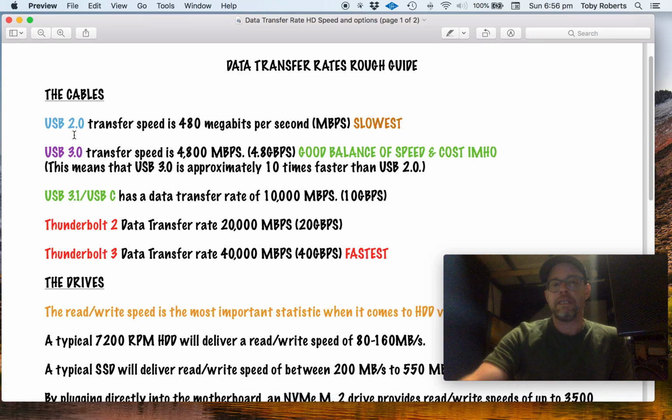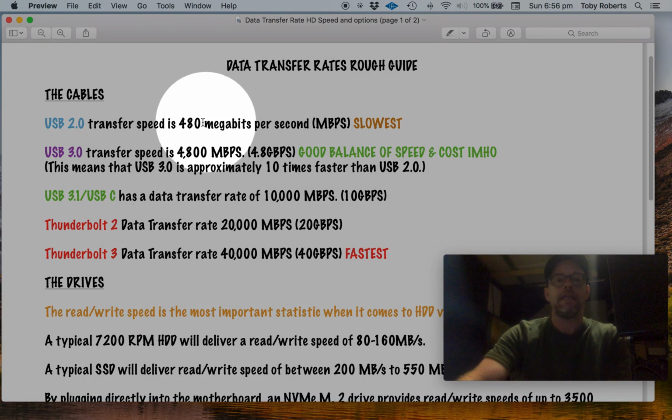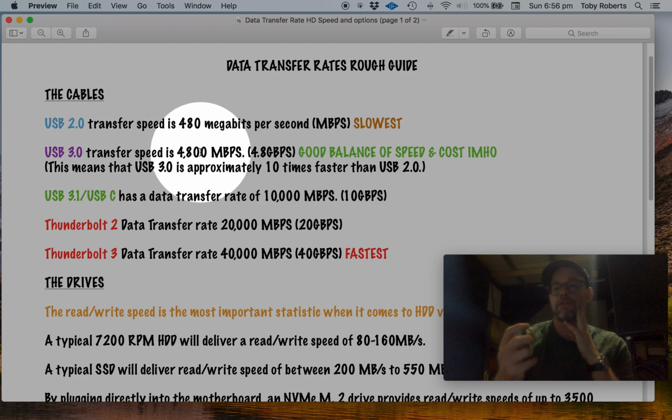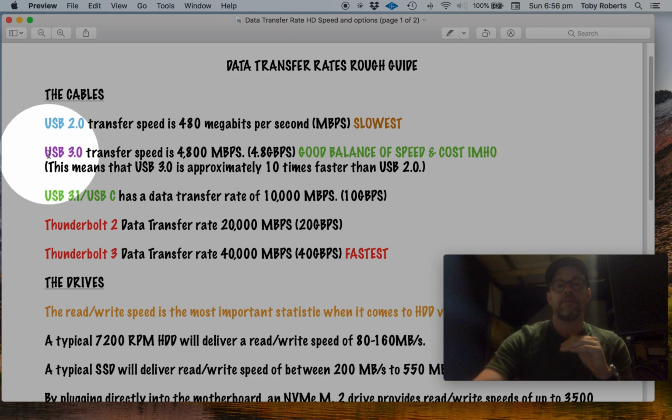So USB 2 transfers data at 480 megabytes per second. USB 3 transfers at 4,800 megabytes per second. As you can see, USB 3 is 10 times faster than USB 2.